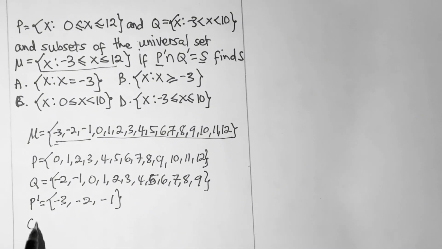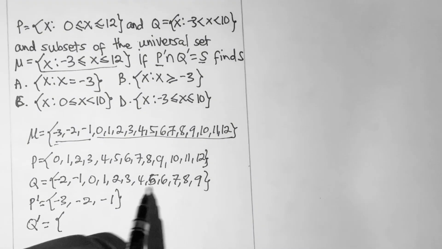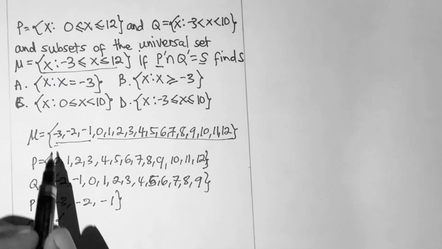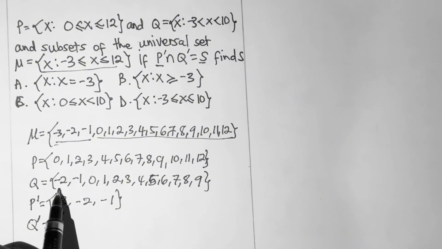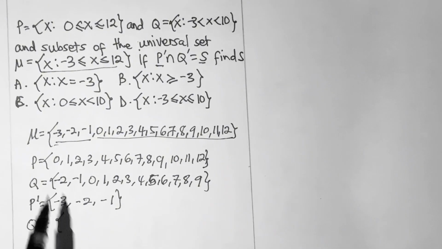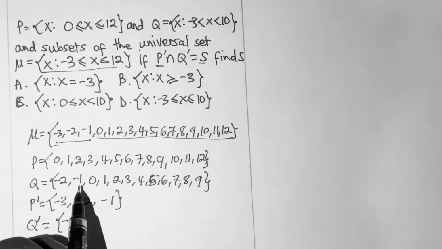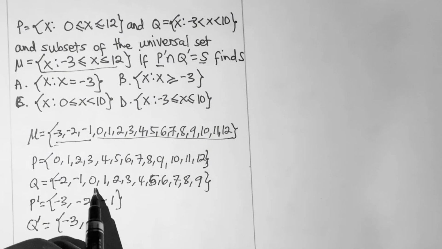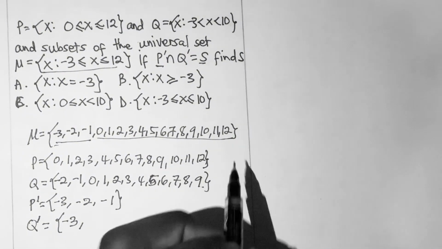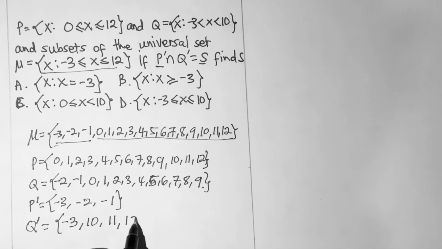Now let's find Q prime. Q prime is all the elements that are in the universal set but are not in Q. Now Q starts from minus 2 to 9. So that means that minus 3 is one of them. Then 10, 11, and then 12. So Q prime is minus 3, 10, 11, and 12.